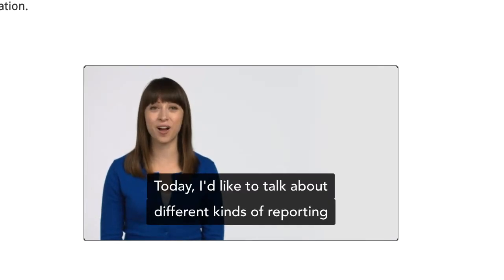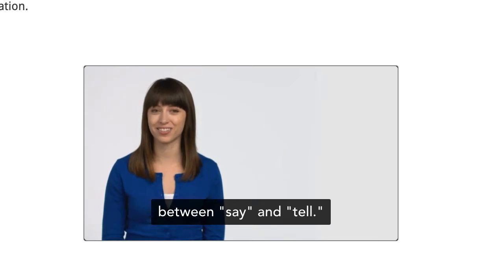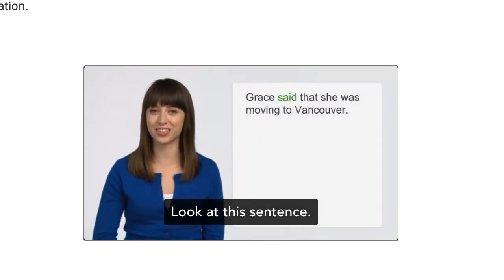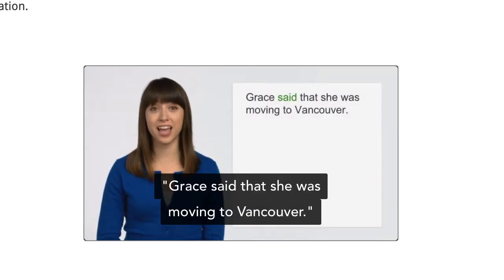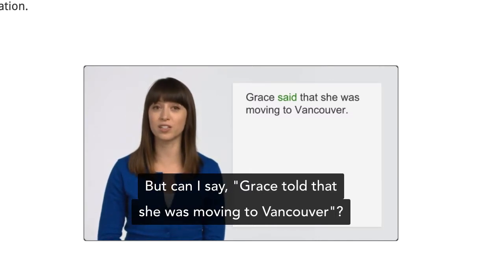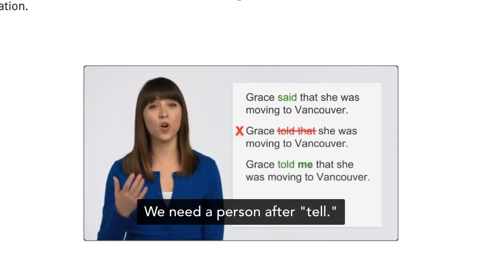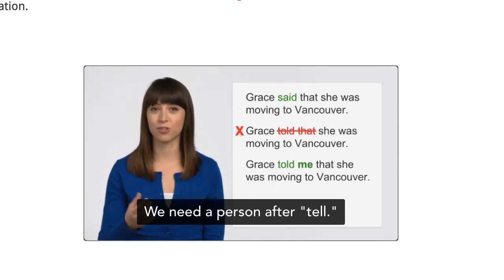Today, I'd like to talk about different kinds of reporting verbs. You may already know the difference between say and tell. Look at this sentence. Grace said that she was moving to Vancouver. But can I say, Grace told that she was moving to Vancouver? No, that doesn't work. We need a person after tell.